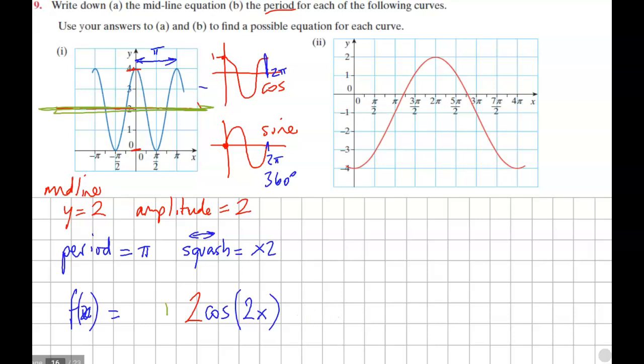So we just leave it out in front. It wouldn't matter if you had it at the end.